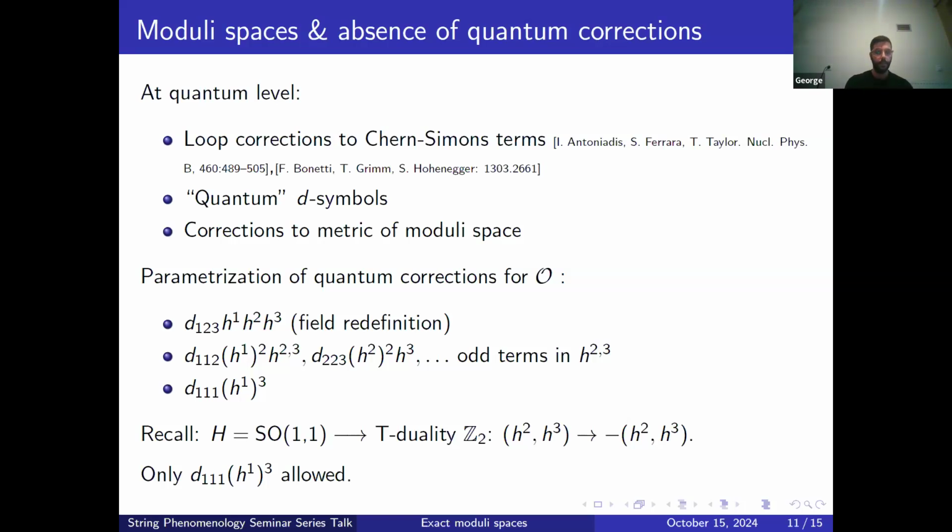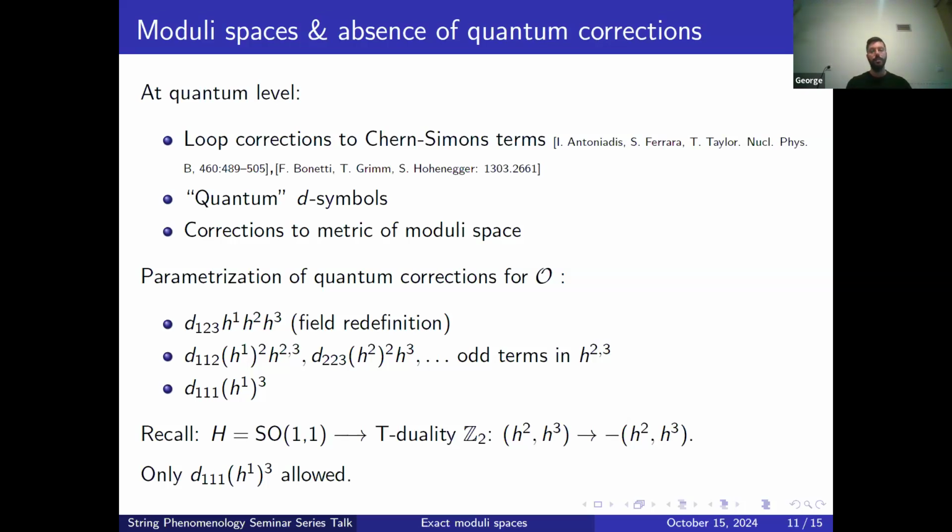Let me explain this a bit more. For this model, the orbifold O, the T-duality group of the effective theory was SO(1,1), given by this commutant H. And at the quantum level, this group will be broken to a discrete subgroup.